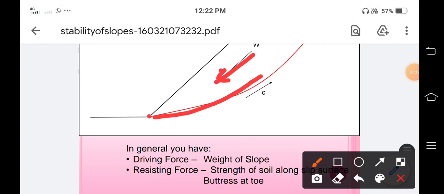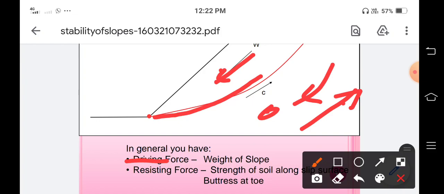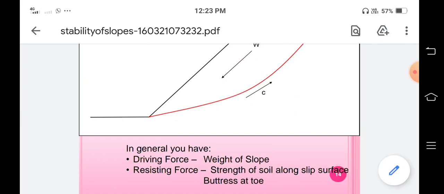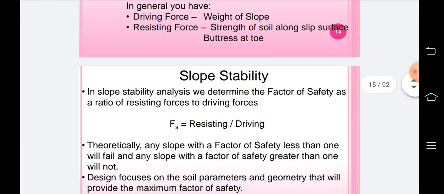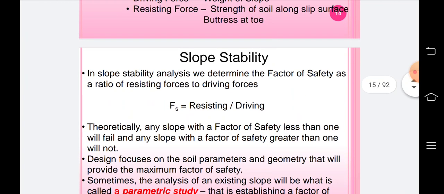So there are two forces. The first force is the driving force, which is due to self weight, which causes the sliding. And to avoid this sliding, we are creating some resisting force in the upward direction due to the cohesion of this material, which acts from this toe point in the upward direction. So our slope will be stable if this factor of safety is less than 1.